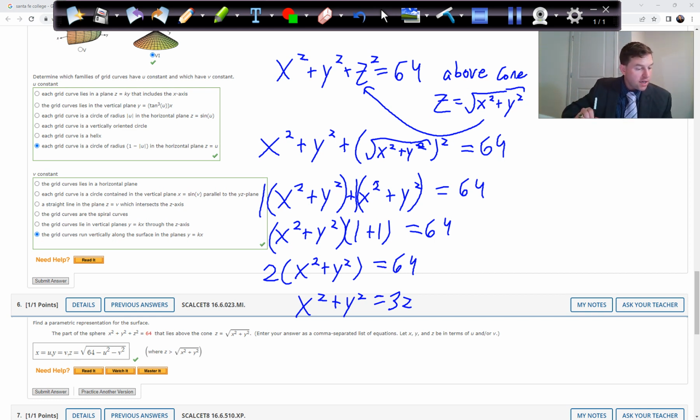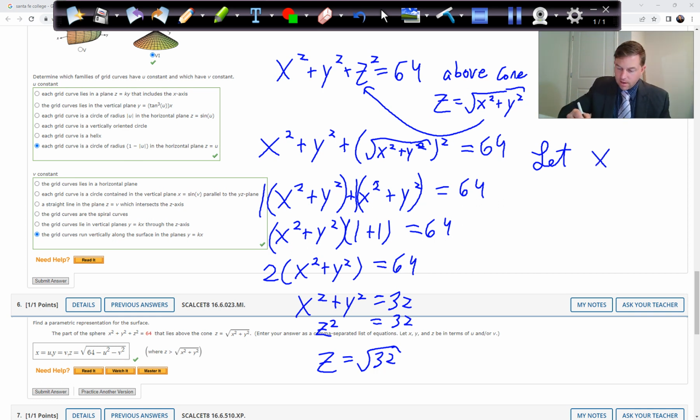Okay, now we're going to say that is the same as z squared. So z squared has to equal 32, therefore z is equal to the square root of 32. And now this is where the parametric aspect comes in: we're going to let x equal u, y equal v, and if we do that, then z, which we solve for right here, is going to be, actually, how do I want to write this?